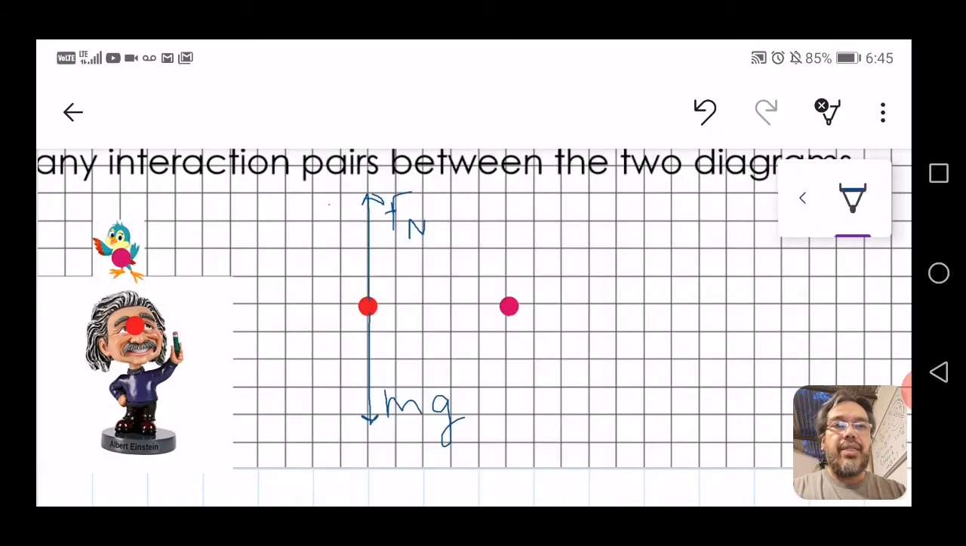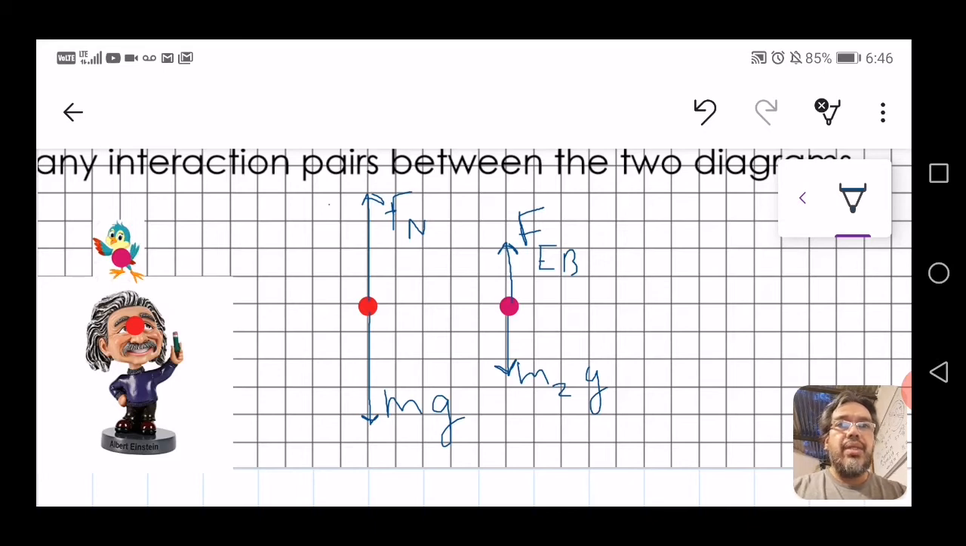The bird has a gravitational force, m2g, and then it has a normal force. And this normal force is exerted by Einstein. So, Einstein's head is actually holding up your bird. So that's your force of Einstein on the bird.